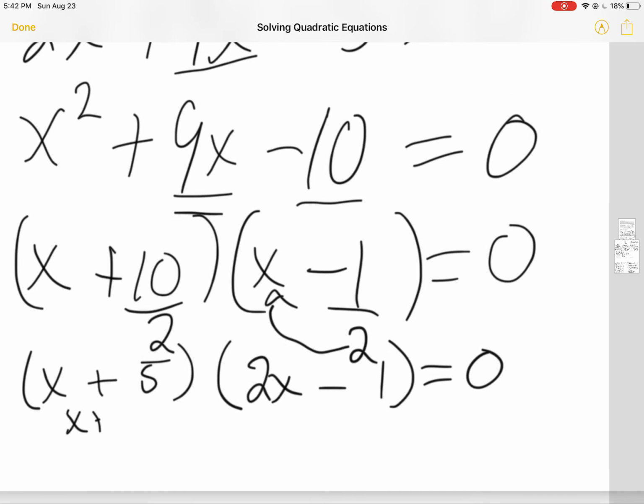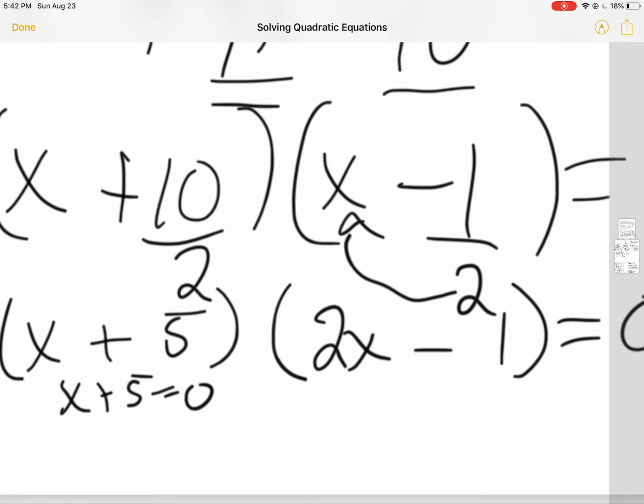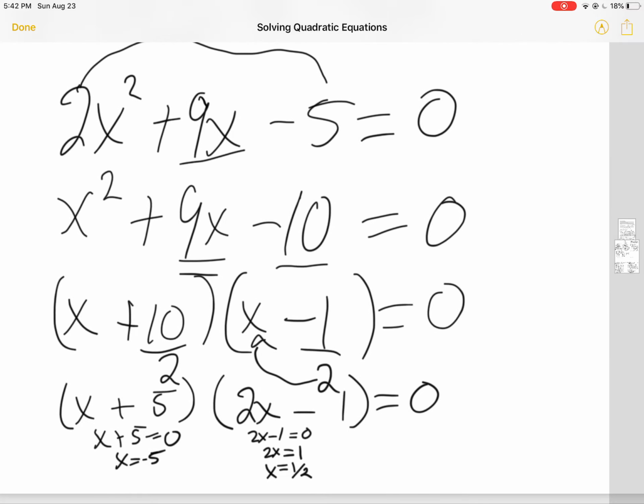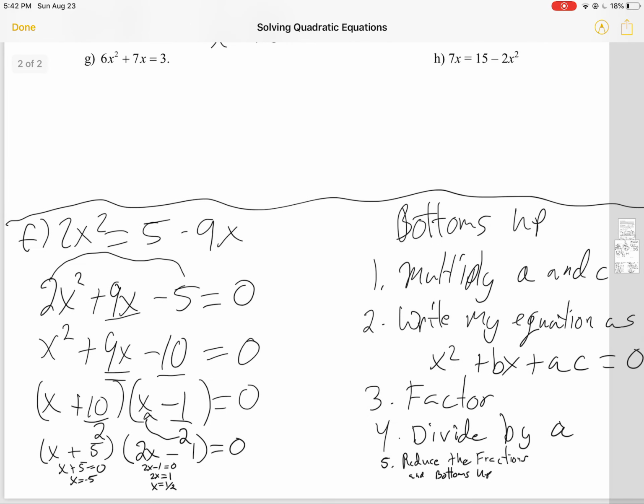Okay, x plus 5 equals 0. Not too bad. You know what the answer is going to be there. The answer is going to be negative 5. 2x minus 1 equals 0. Move the 1 over, and then divide by 2, and your answer is 1/2. All right, so there are your solutions. Your answers are negative 5 and 1/2 for equation F.